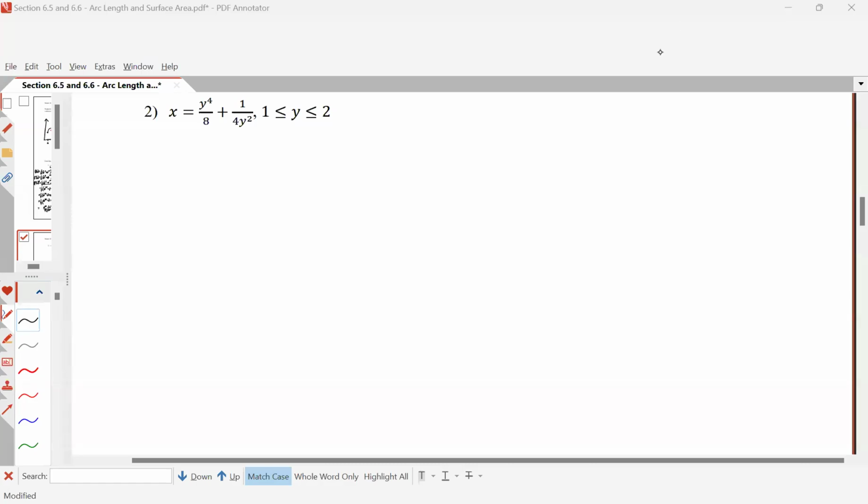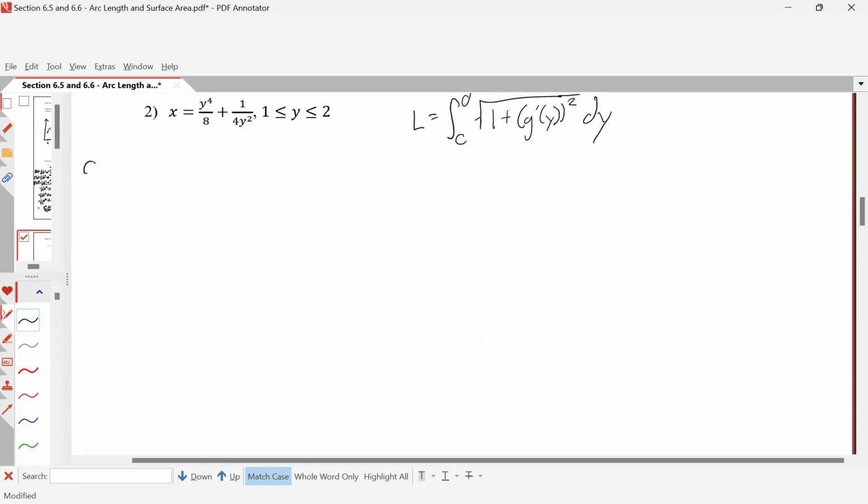Hello, in this video, we want to take a look at another example of finding the arc length of a curve. In this case, we have a function in terms of y, which is okay. It's still just going to be that same formula of the integral from our bounds in terms of y, c to d, square root of 1 plus our derivative of our function in terms of y squared.